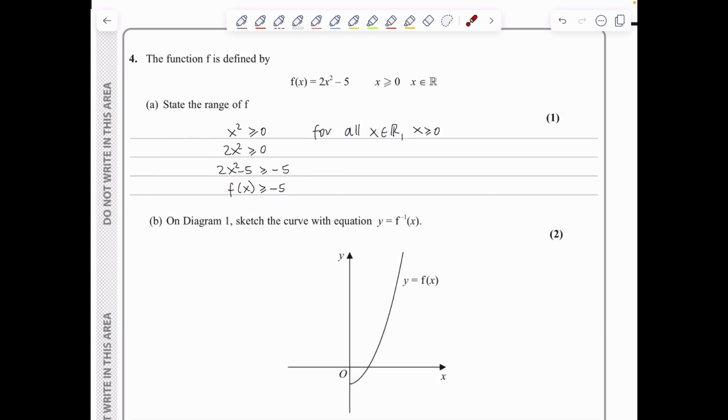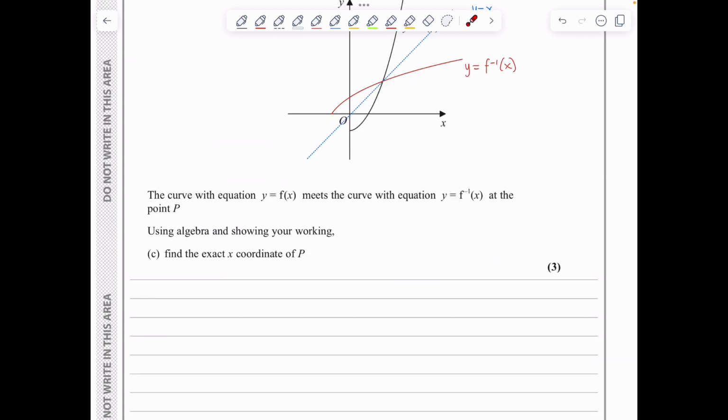In part B, we're asked to sketch y equals f inverse, where f of x has already been sketched on this. Well, we know that the graphical relationship between f and f inverse is that one is a reflection of the other along the line y equals x. So if I draw the line y equals x, then we can see that any point lying on the mirror line will remain on the mirror line, and the cut on the y-axis will now become a cut on the x-axis, and therefore we expect f inverse to look something like this.